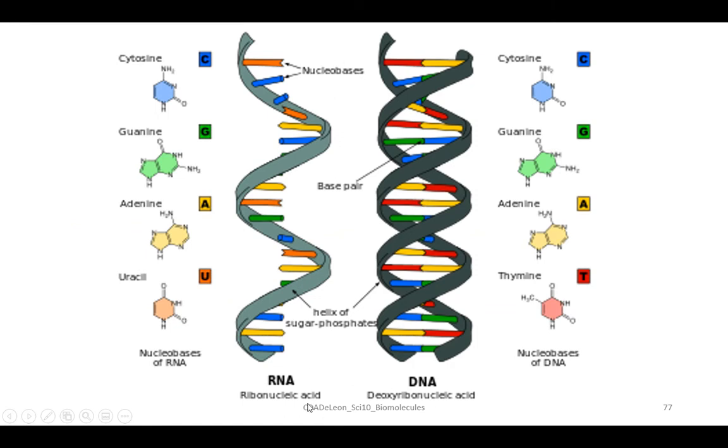So this is the difference between RNA and DNA. RNA is single-stranded while DNA is double-stranded. They have differences in terms of nitrogenous bases. RNA has cytosine, guanine, adenine, and uracil, while DNA has cytosine, guanine, adenine, and differs in having thymine. And remember, they are different in terms of sugar. Their carbohydrates: RNA is ribose, while this one is deoxyribose.